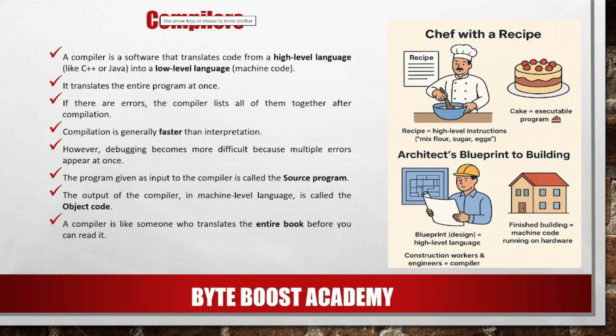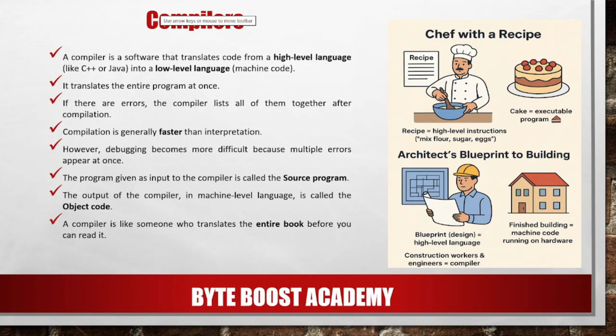So, what's our motto here? From the raw components to make a final or finished product that we do. So, what does a compiler do? A compiler is a software that translates code from a high level language into a low level language, and it translates the entire program at once. And if there are any errors, it will show in your console, all of them at once.